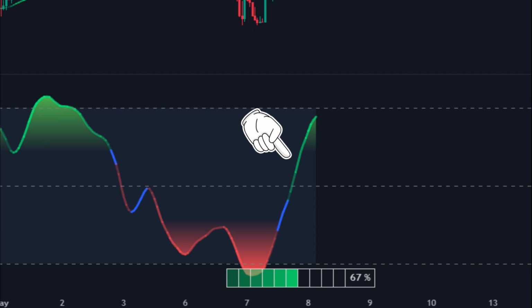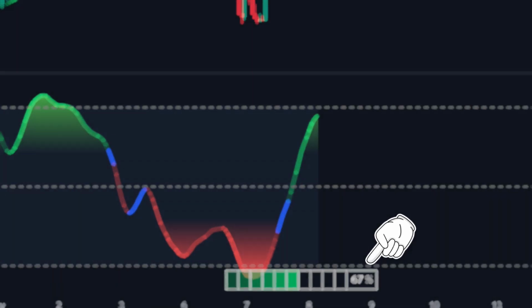Third, if it remains green and crosses above the zero line, that confirms a trend reversal. And finally, check if the trend strength is rising and above 60%. If you can confirm that large-scale funds are flowing in, all conditions for a long entry are met.